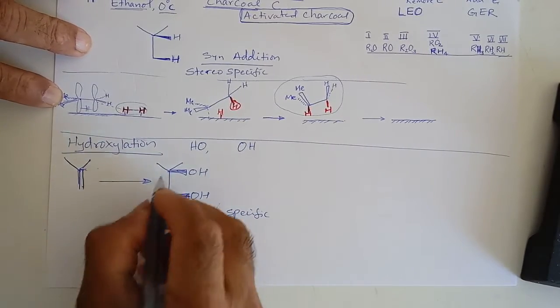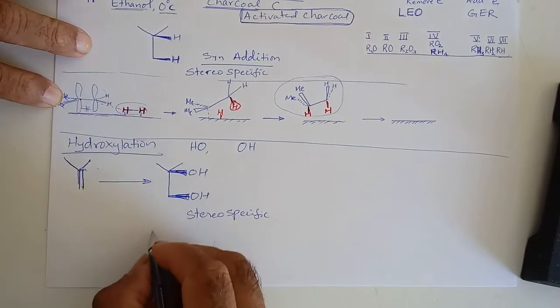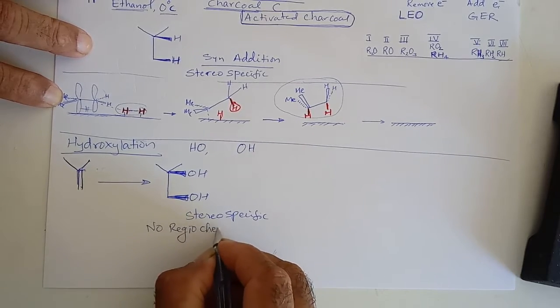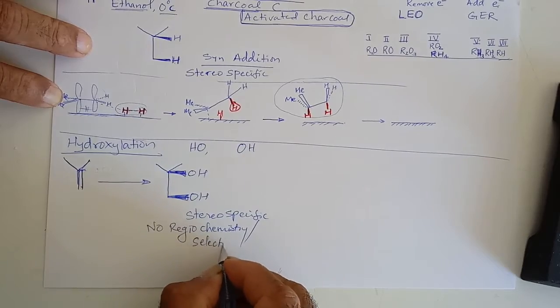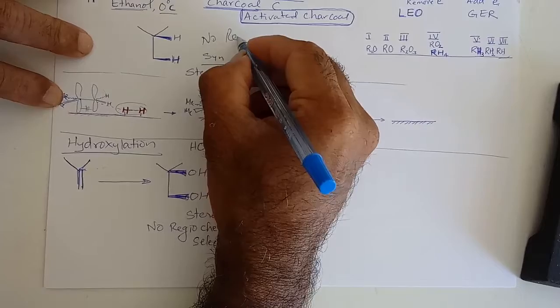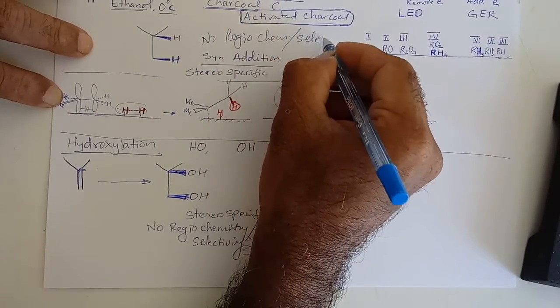And we don't know how it happens, and there is no carbocation formation, there is no choice, so there is no regiochemistry or selectivity. Just like here, no regiochemistry or selectivity.